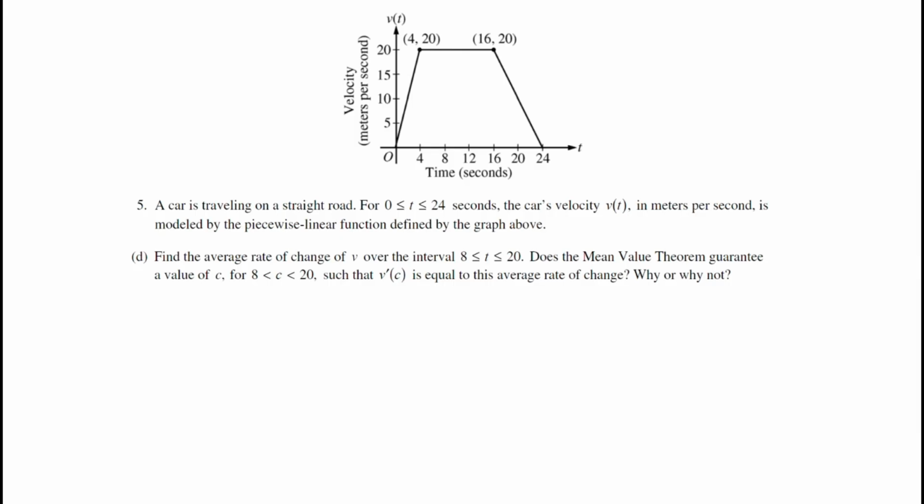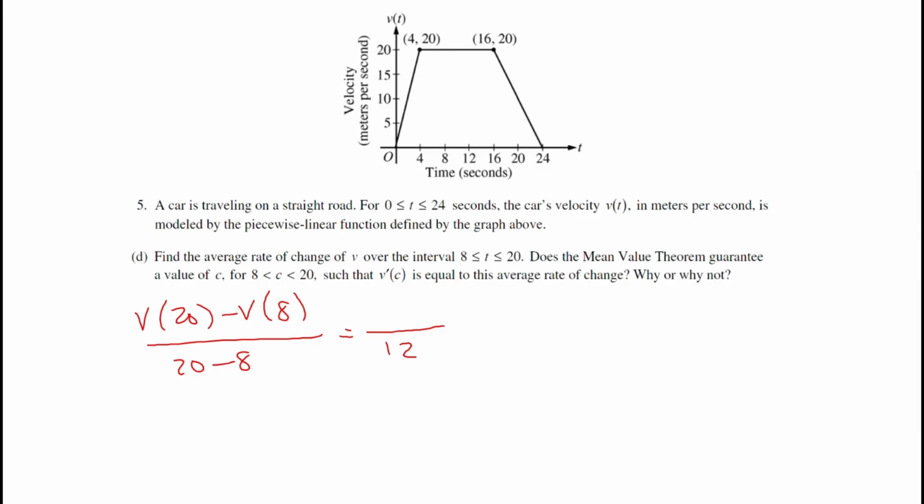In part D, it asks us to find the average rate of change of v over the interval from 8 to 20. And so we want to know, does the mean value theorem guarantee a time when the derivative of the velocity is equal to that average rate of change? And so our average rate of change should just be v of 20 minus v of 8 over 20 minus 8. Well, 20 minus 8 is 12.